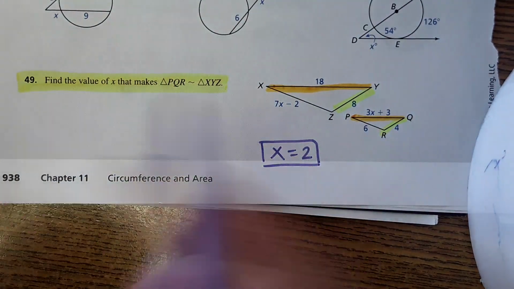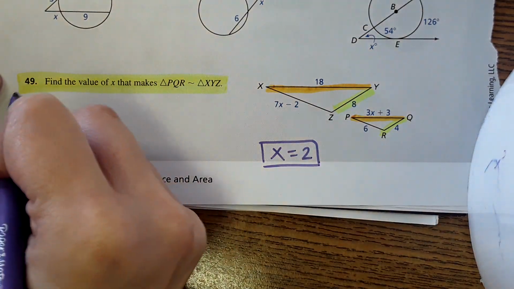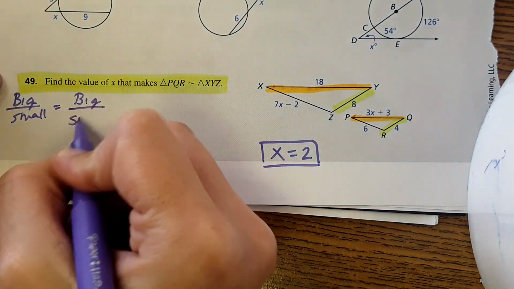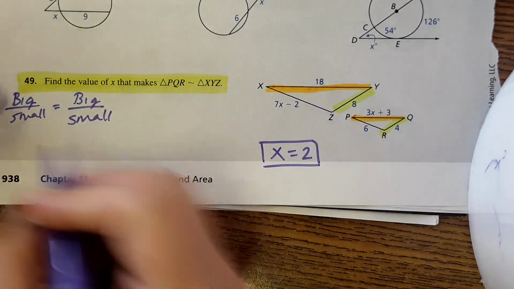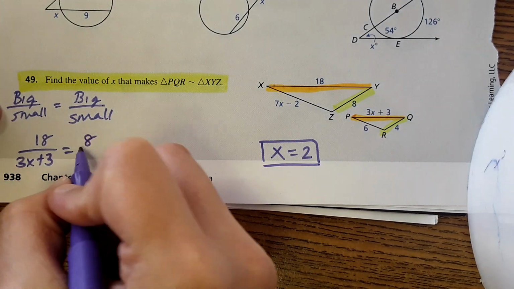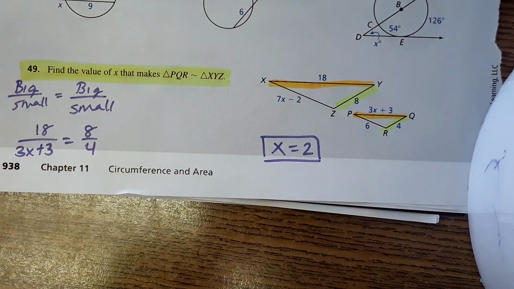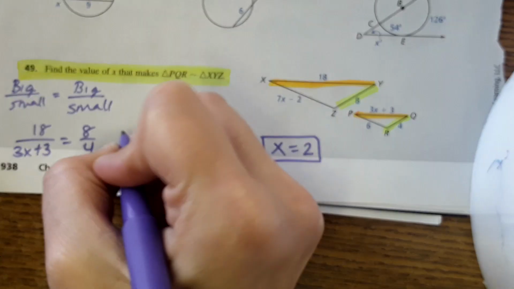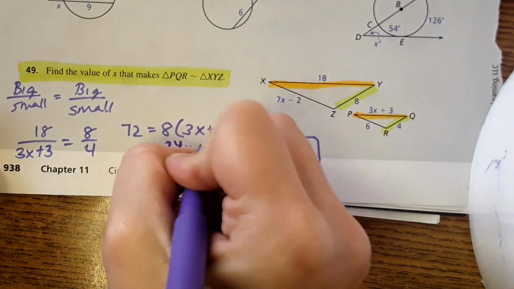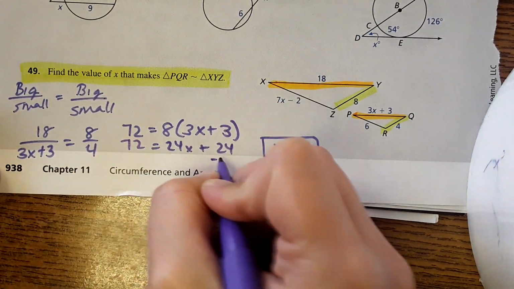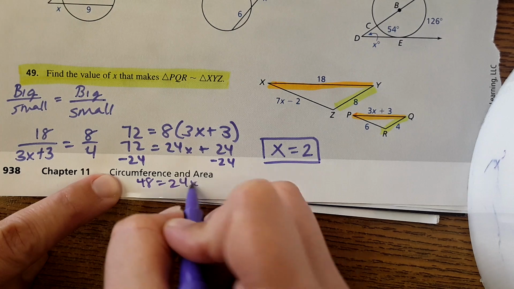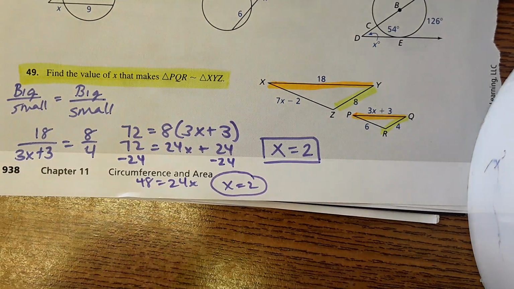So then I'll set up a ratio. If I'm going to do big to small, I have to keep that consistent. So if I do big over small, I have to make that equal to big over small. So 18 over 3x plus 3 equals 8 over 4. And then using cross multiplication, 18 times 4 is 72. Then 8 times 3x plus 3, distribute, and solve. 48 equals 24x, and then x equals 2. That's how we got it.